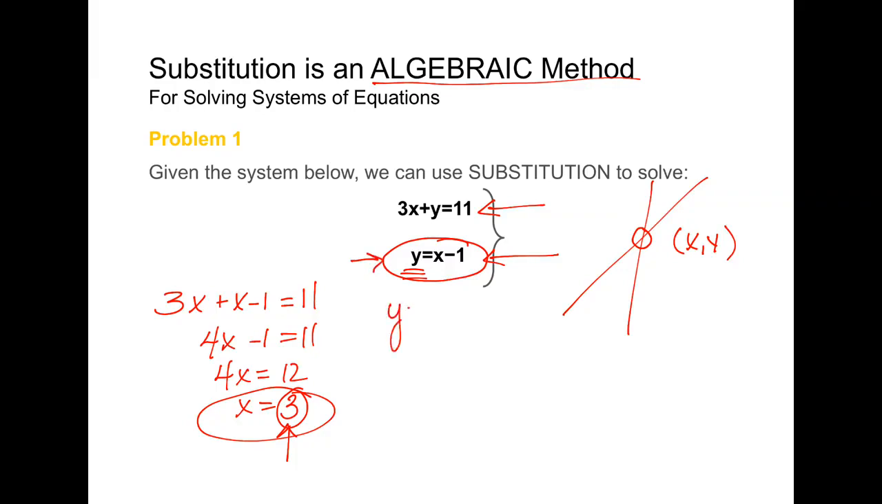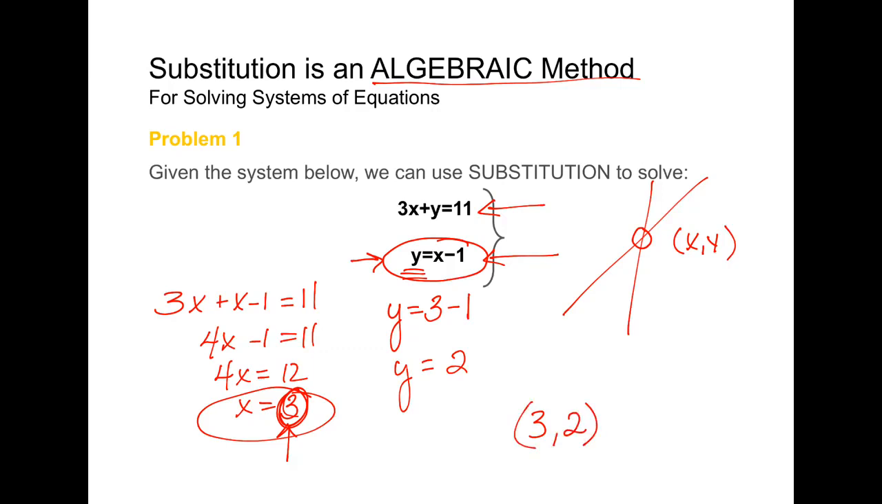So y is equal to x, which is 3, minus 1. So y is equal to 3 minus 1, which is 2. At the point where these two lines intersect, the point that these two lines share, my x value is 3 and my y value is 2.